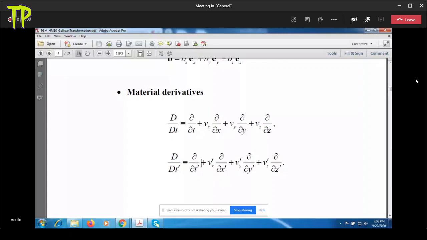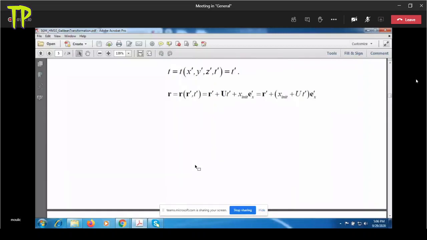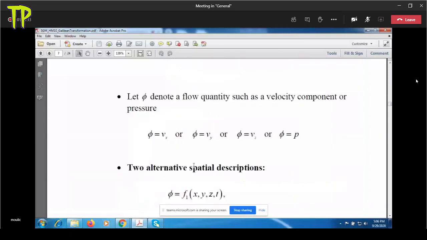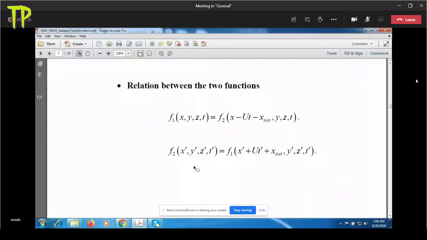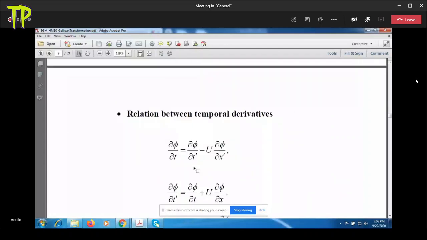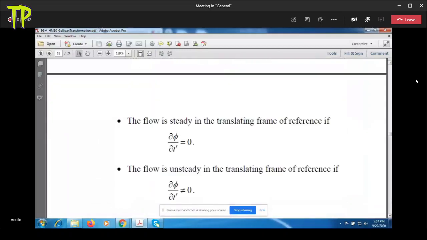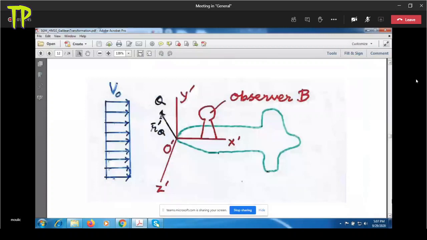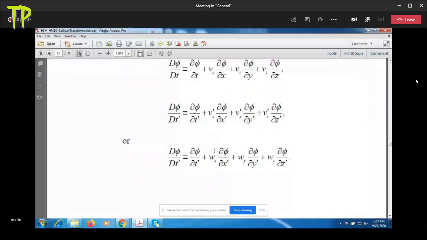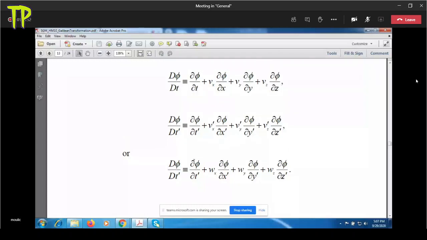But the material derivative is invariant. So this is the reason why Euler's equation remains invariant under Galilean transformation. So if you look at the sum del phi del t prime plus wx del phi del x prime, the sum of these two terms will be the same as the sum of these two terms, del t of phi plus vx del phi del x.